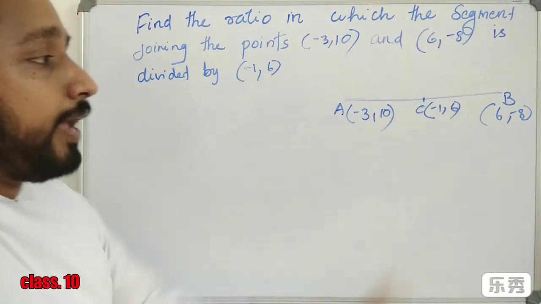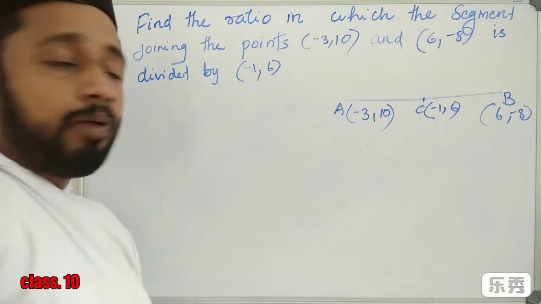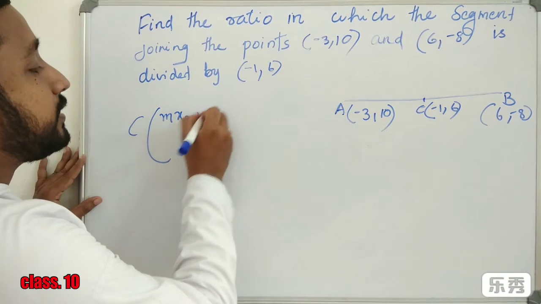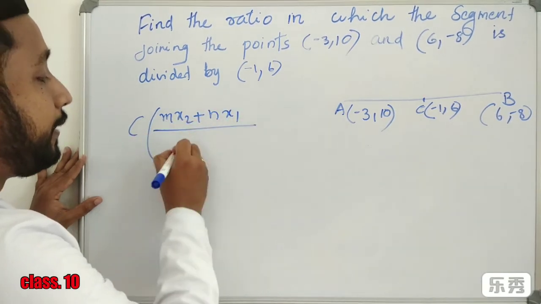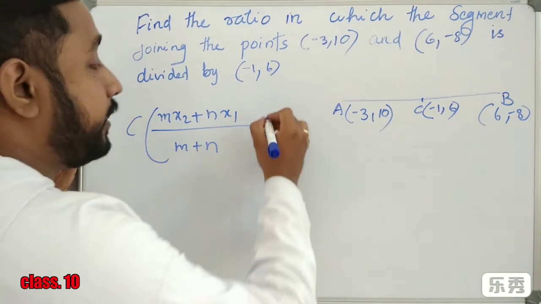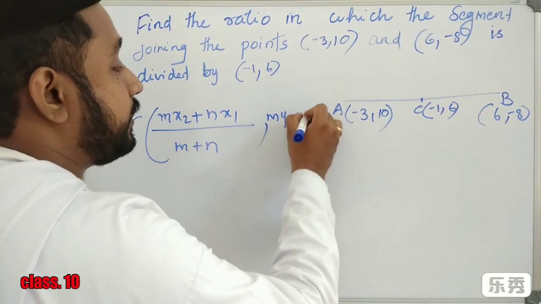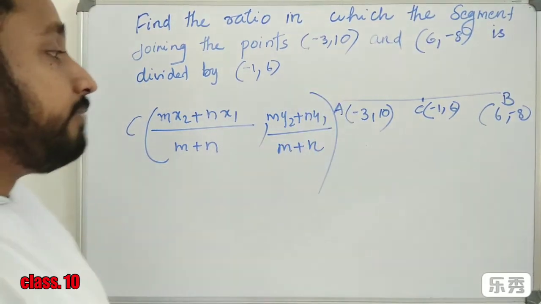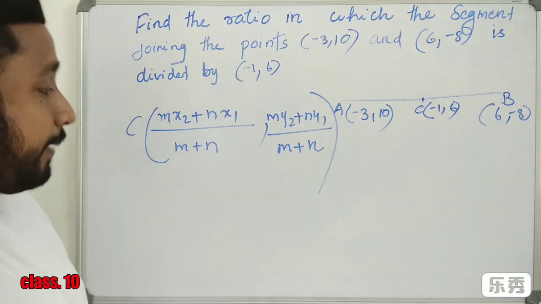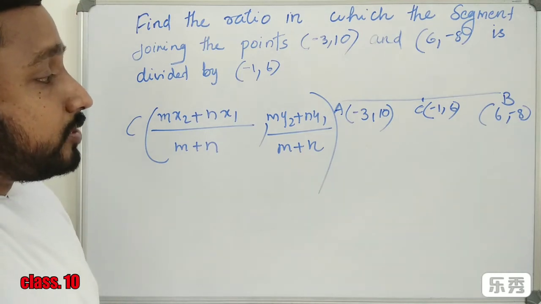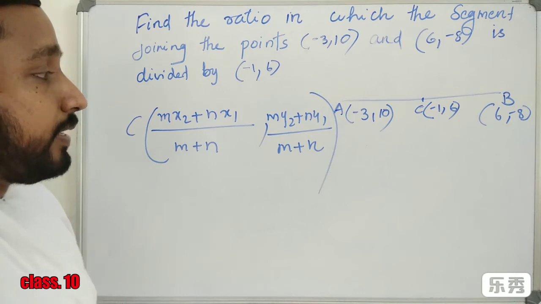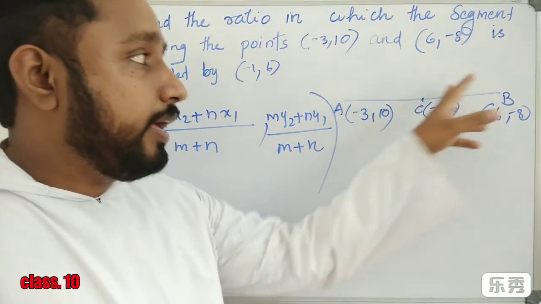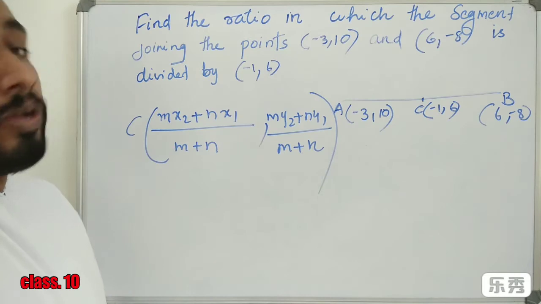So, line segment AB and there is a point C (minus 1, 6). We have the section formula for C, that is (mx2 plus nx1) by (m plus n), and (my2 plus ny1) divided by (m plus n). This is the section formula. Using this formula, we can find out the coordinates if the ratios are given. But here there is no ratio.